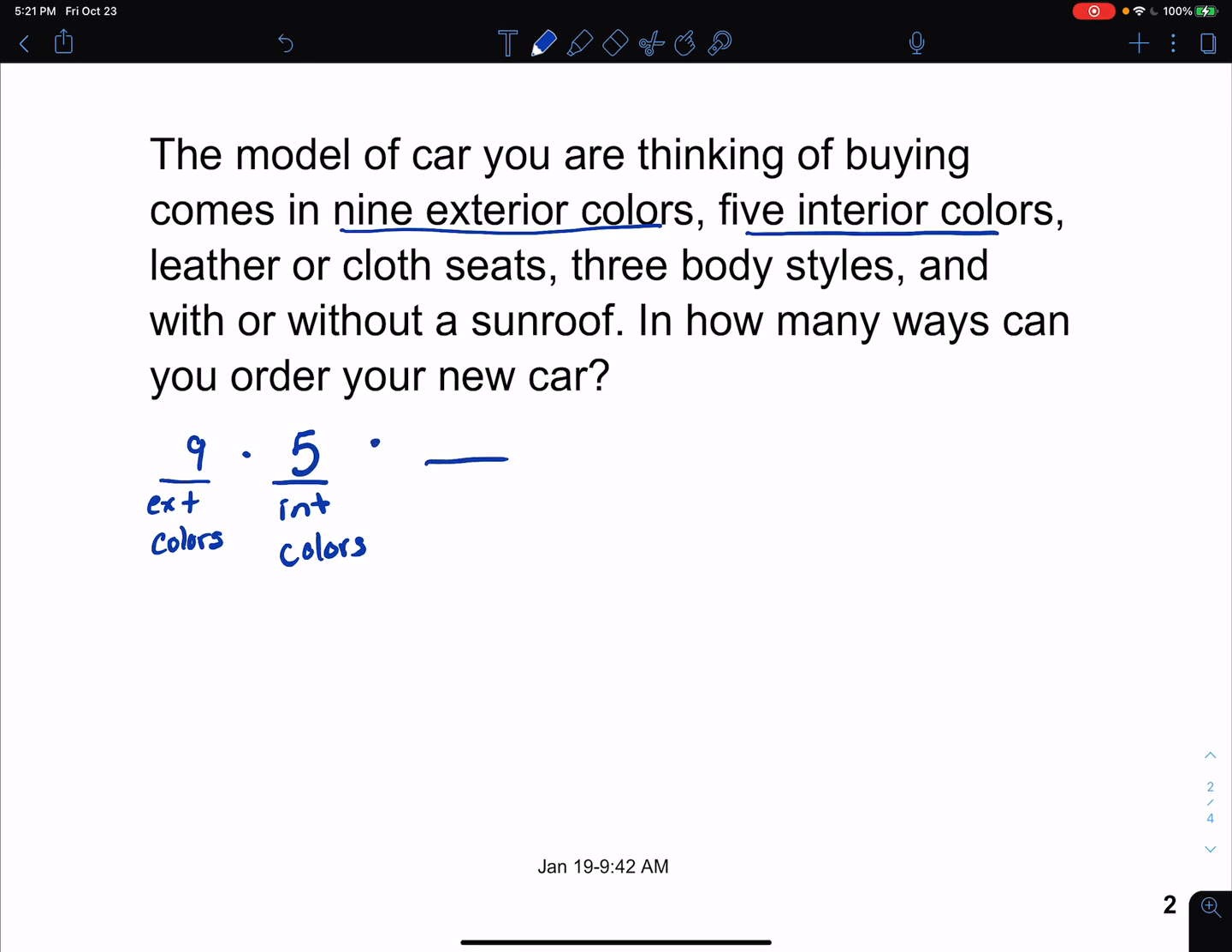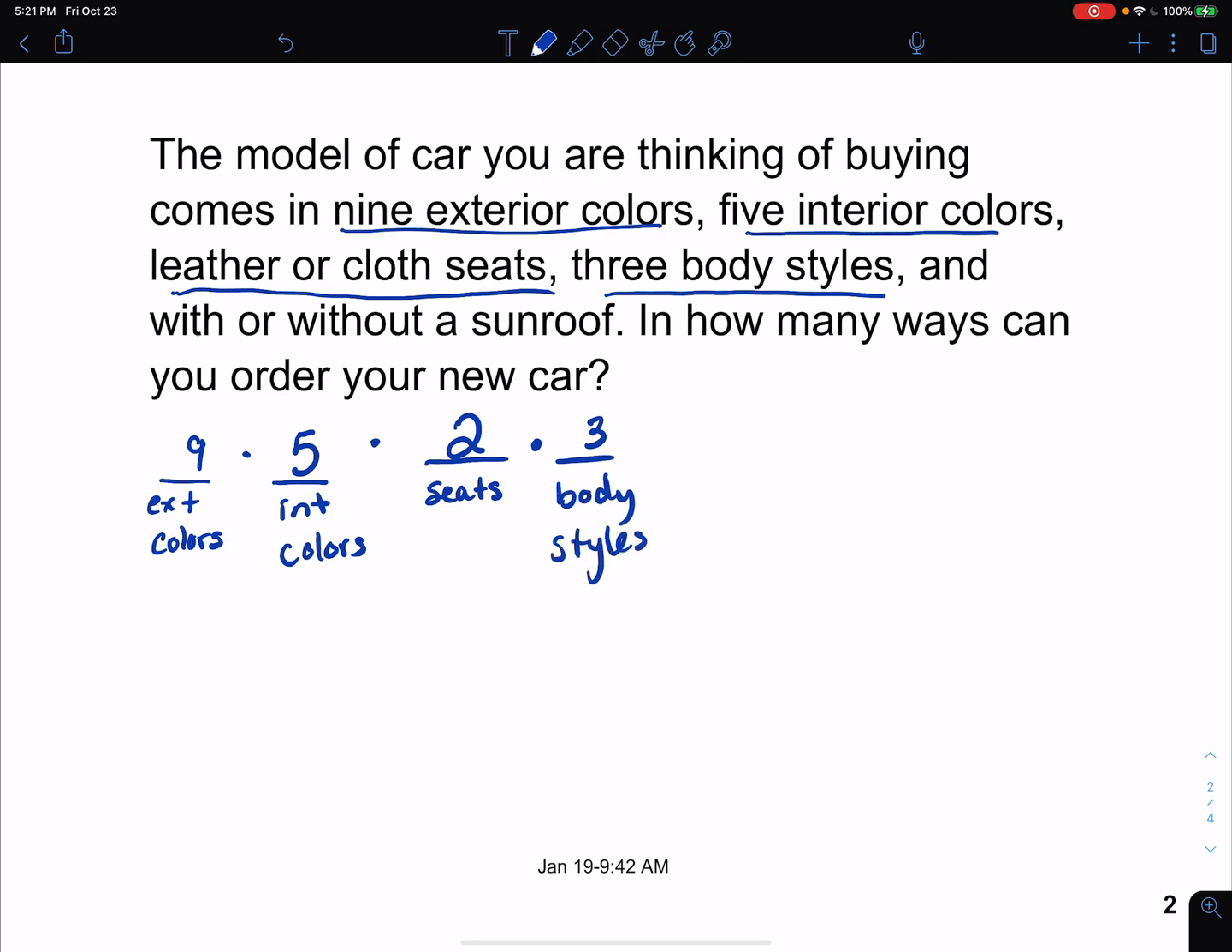Then they tell me that it's leather or cloth seats. So they don't give me a number there, but I have to choose either leather or cloth. So I know there's 2 options, I have to pick one. So I'm going to put that 2 as my number of options for seats. Then they told me there's 3 body styles. So I'm going to multiply by 3 because I have to choose one of those body styles.